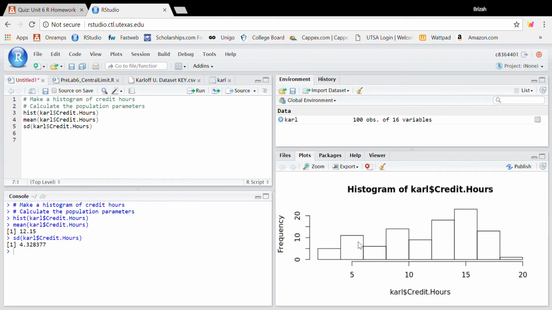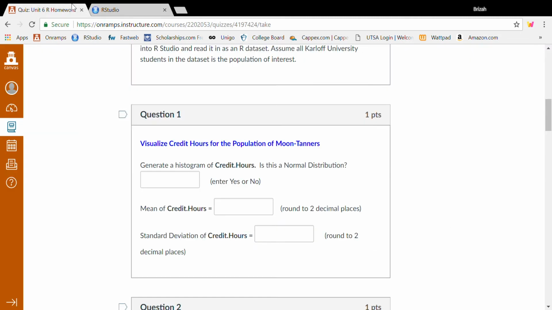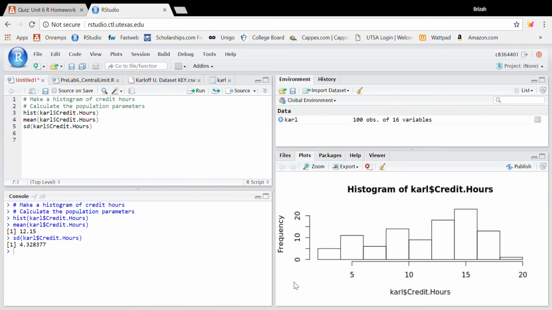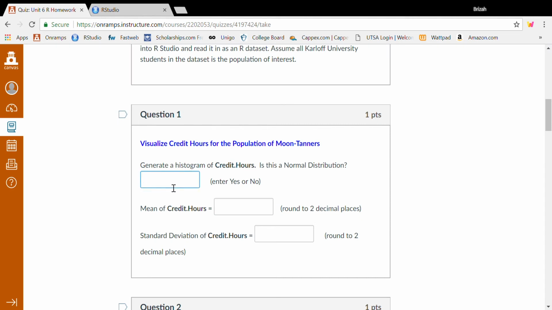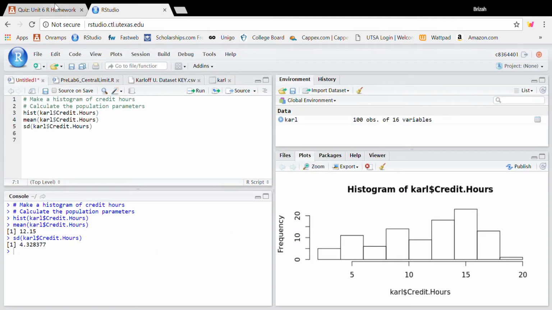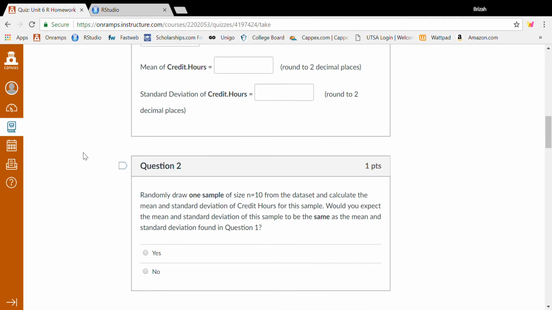It's as hills, and it's asking if it's a normal distribution. And as you know, if you had read the chapter that goes with this unit, a normal distribution is a kind of bell shape, so it's more uniform. It's more in the middle, but here it's more jagged, so the answer here would be no. And here it says mean of credit hours and standard deviation of credit hours, and we already calculated that, so you can go ahead and input that if you're following along.